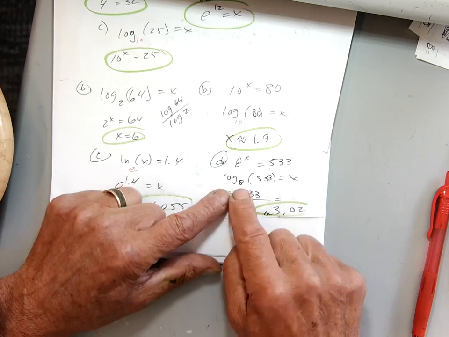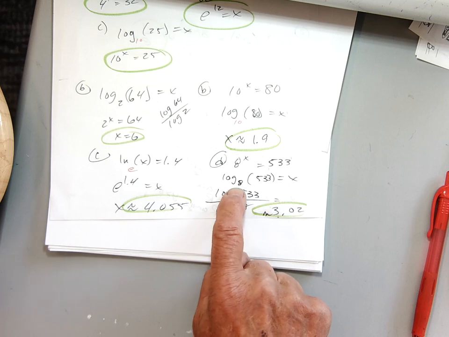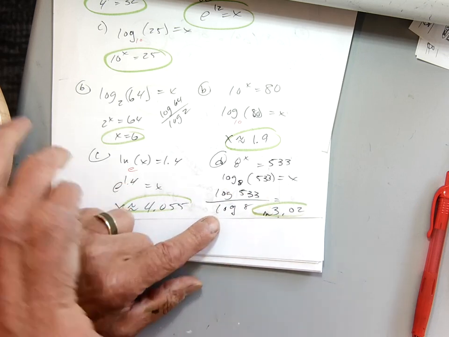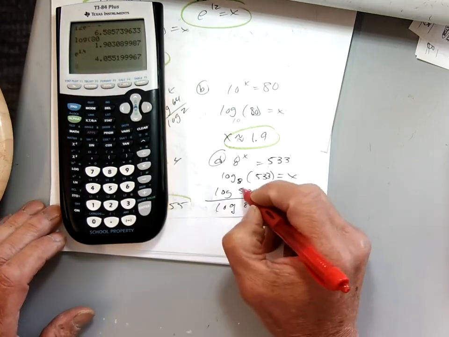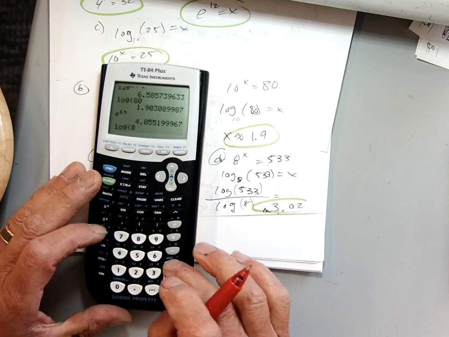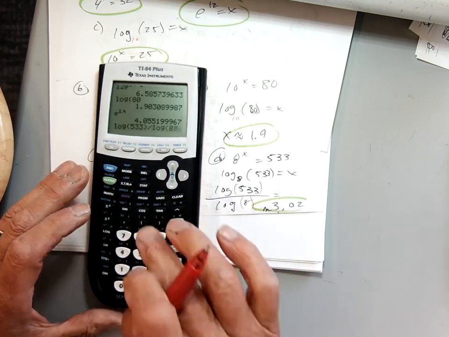D, log base 8 of 533. So, I don't have a base 8, so I went log of 533 divided by log 8. Make sure you close your parentheses, very important. So I just went log 533, close my parentheses, divided by log 8, and I get my answer. Boom. Okay?